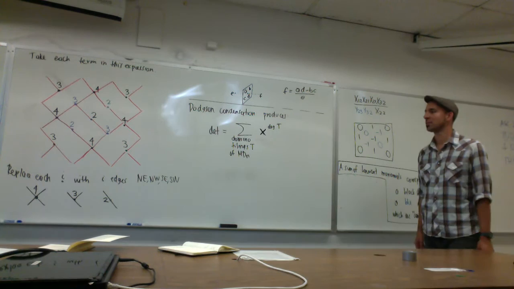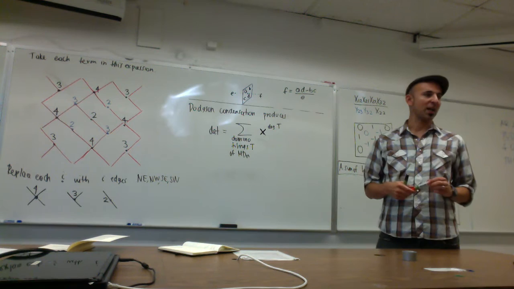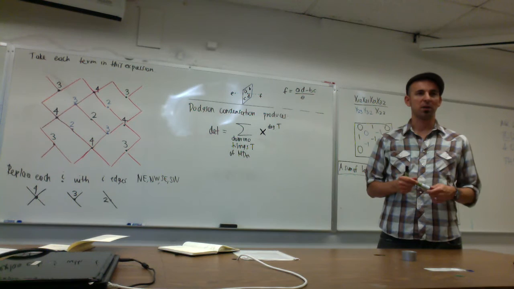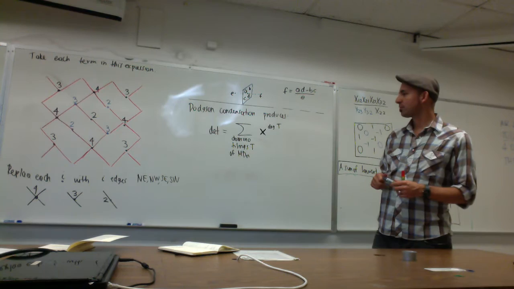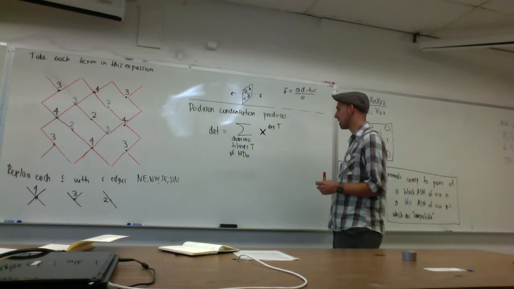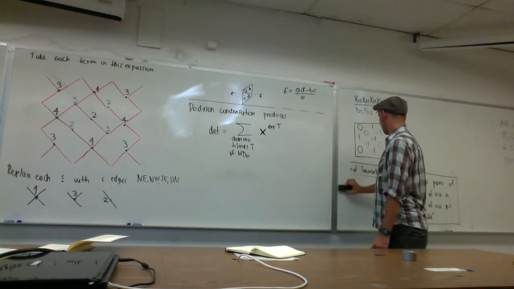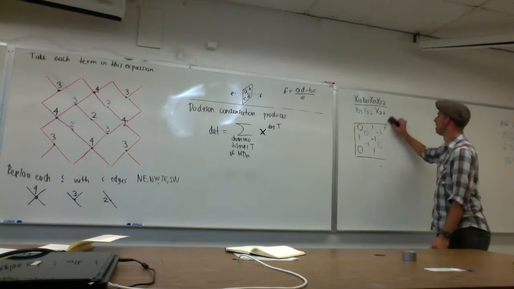And so, I think it's very unlikely that Lewis Carroll knew all of this, but this is all hiding behind his method. So really, Dodgson condensation actually has embedded in it the problem of counting the tilings of Aztec diamonds, of Mayan diamonds. And so, corollary.